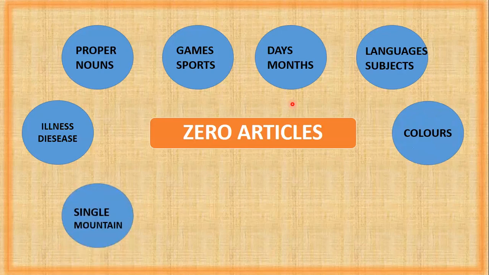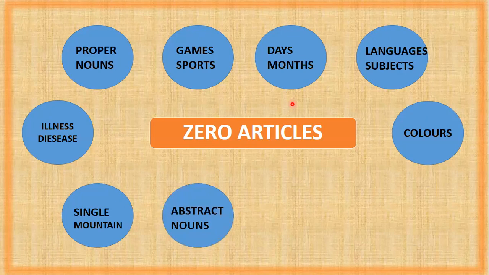Before a single mountain, this is something very important for students to remember. In front of the range of Himalayas, we use the definite article the, but if the mountain is just single, we do not go for any article. For instance, Mount Everest is the highest peak of Nepal. Last year I went and climbed up Kanchenjunga, no articles.